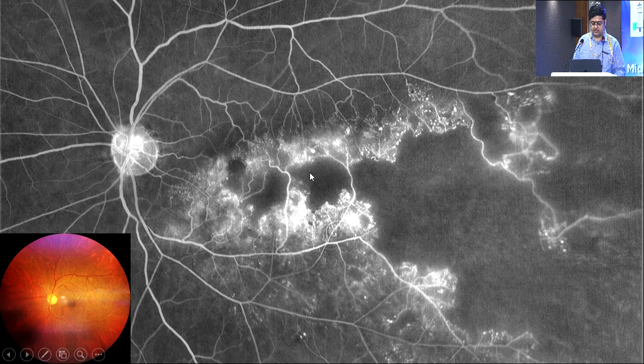Over the course of some later period, we can see that both the microvascular abnormalities from the collaterals as well as the microaneurysms are leaking at this point. And we notice that the inferotemporal vein beyond the collateral vessel has completely sclerosed, which is evident in the fundus photograph over here.